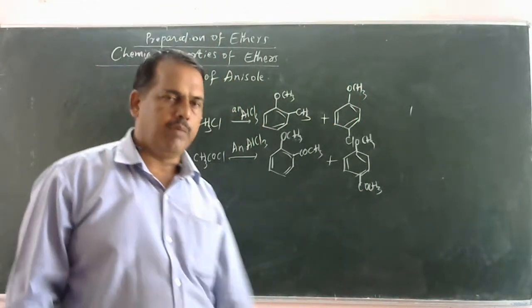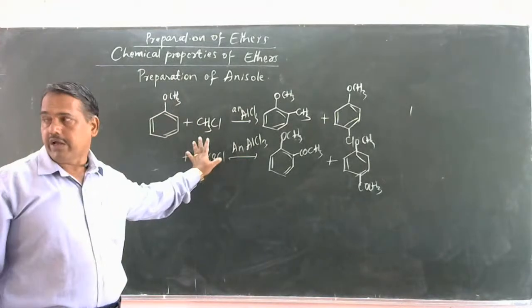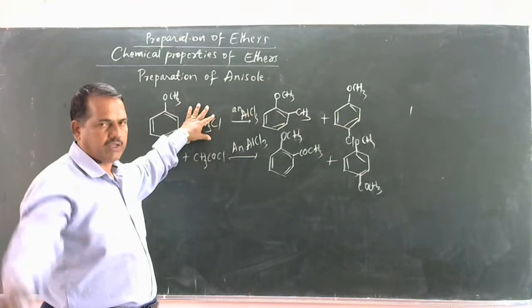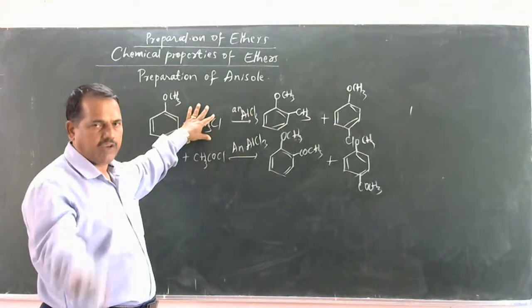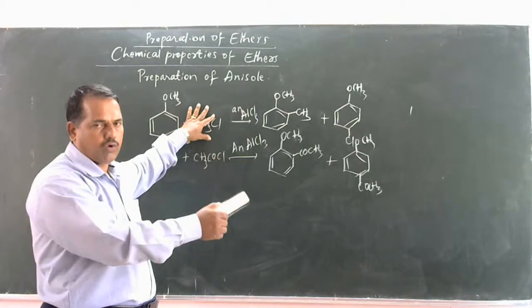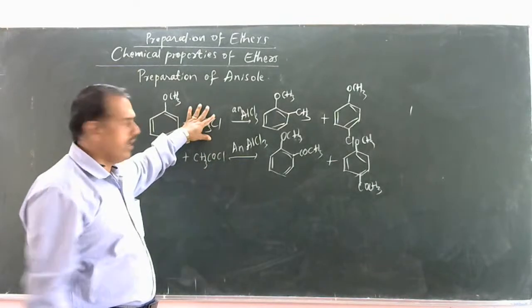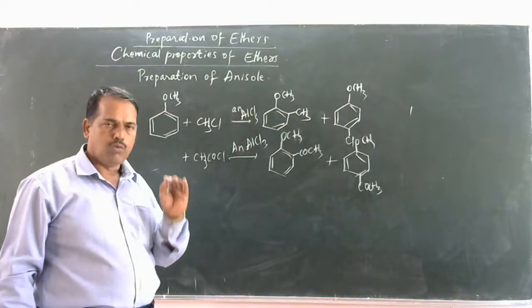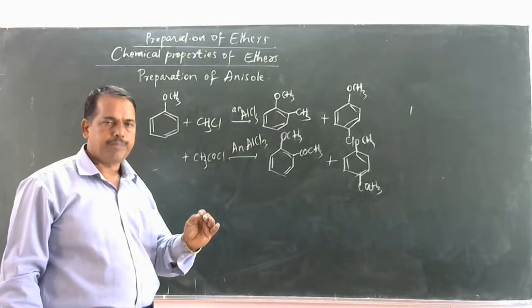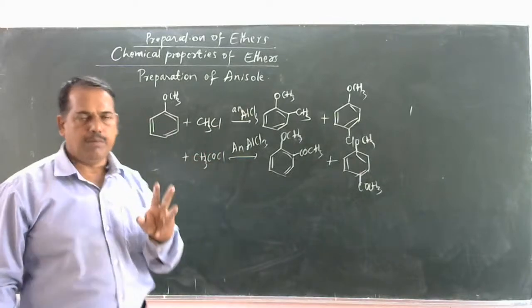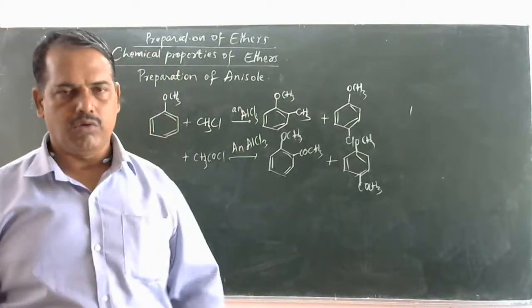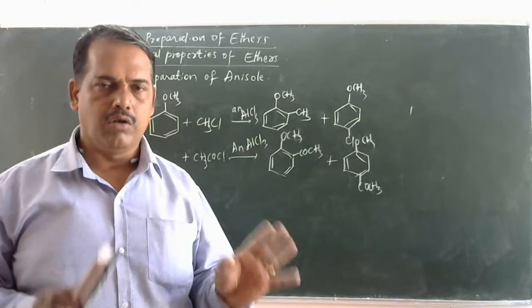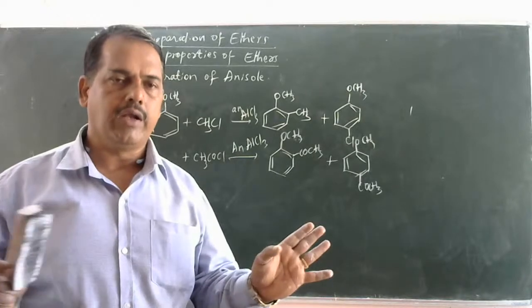So according to your syllabus, you have to study three important reactions. One is bromination in presence of ethanoic acid. Another one is nitration, so we will get ortho-nitroanisole and para-nitroanisole. And the last one is Friedel-Crafts alkylation. So we studied preparation of anisole and three important reactions of anisole. So this completes our syllabus: alcohols, phenols and ethers.